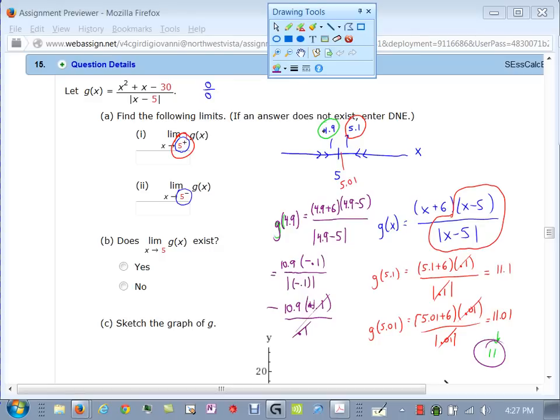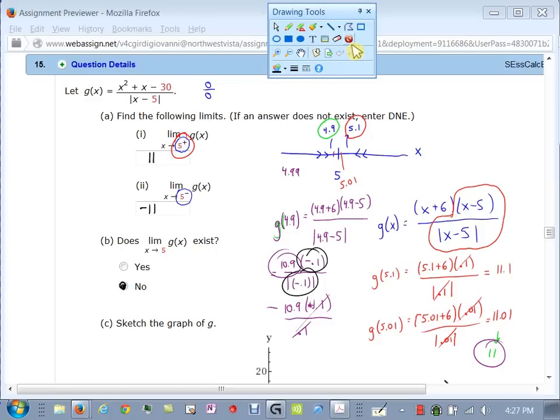And if we try something even closer, like 4.99, then what's happening is that it's getting closer and closer to 11 in magnitude, because this one right here will come out to be 10.99. But again, the two pieces that we get here and here will be opposite in sign, so we'll always get that negative to pop out. So the moral of the story is this. If we come in from the right, we're getting 11. If we come in from the left, we're getting negative 11. Therefore, since the limits from both sides are not the same, the limit does not exist, so the answer is no.